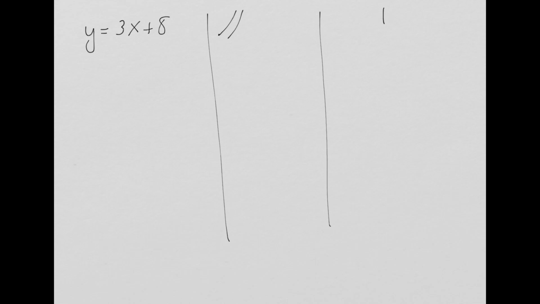So for example, if I have the line 3x plus 8, the slope of a line that's parallel, so the parallel slope and the perpendicular slope, the one that's parallel is going to have slope 3. The one that's perpendicular would be negative 1/3.